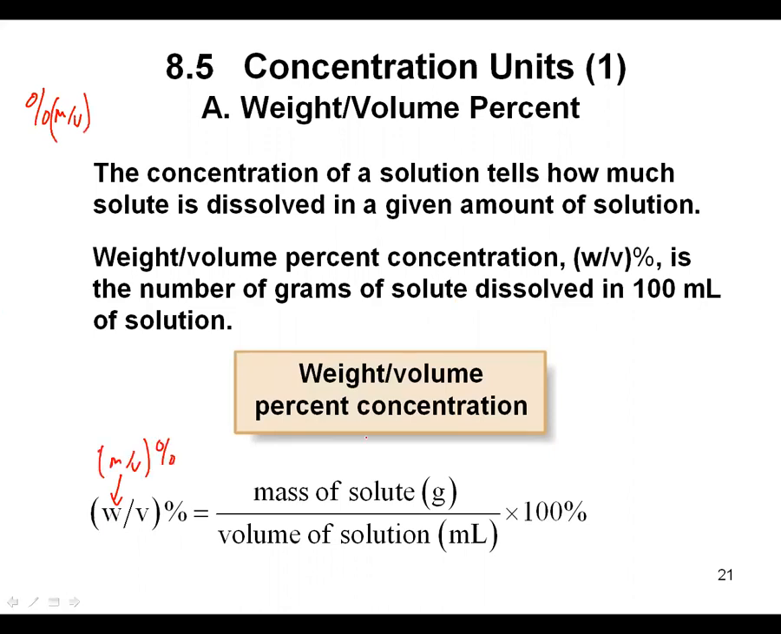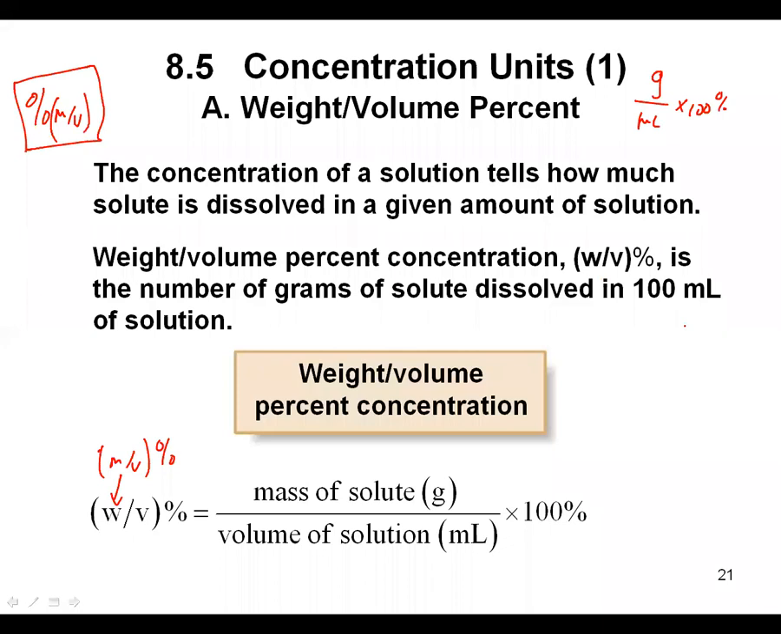And it is the mass of the solute over the volume of the solution times 100%. So this is essentially almost like density. On top is grams, on the bottom is milliliters, times 100%. Typically, we just give the answer in this unit. We don't use grams per milliliter. We just call it percent mass to volume.